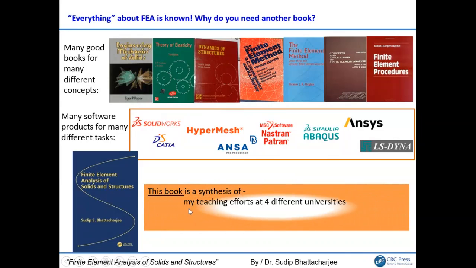This book is a synthesis of my teaching work at different universities, plus my practical engineering work in civil structures and automotive industries over the past few decades that have taught me a few things that are important to learn and retain for successful practical applications.